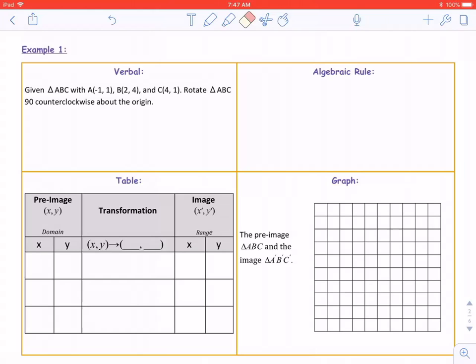Let's take a look at rotations example number 1. We are given the verbal description that we have a triangle ABC with A at (-1, 1), B at (2, 4), and C at (4, 1), and we want to rotate triangle ABC 90 degrees counterclockwise about the origin.